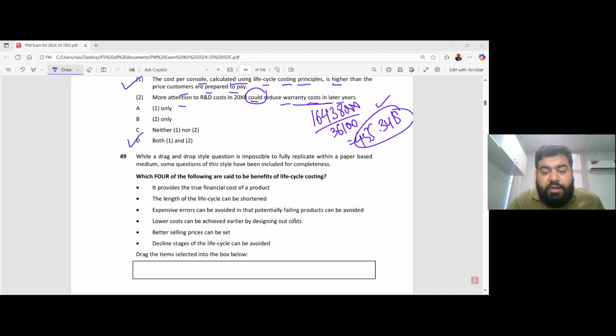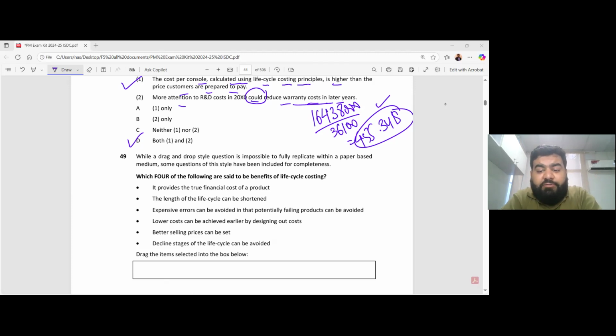Next is 49. They are asking which four of the following are said to be benefits. Basically, we have to tell the benefits. It provides the true financial cost of the product. Yes, because when you calculate the proper life cycle cost per unit, it gives you a true picture of the average cost, because at the start year the cost is always more, but it gives you the true financial cost.